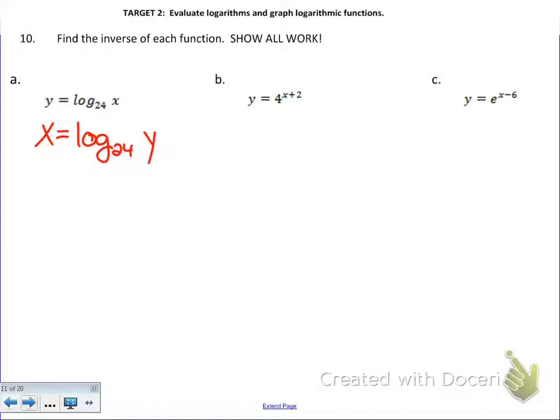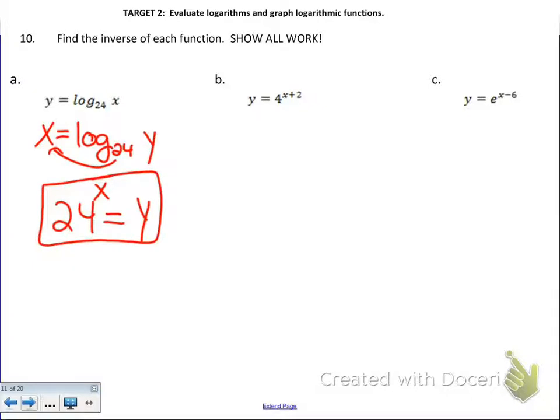So we realize this is in log form. The only thing we know how to do with log form right now is to put it into exponential form. So we have a base of 24. That means our exponent is over here by itself, so that's x equals y. And look at that, that's exactly what we wanted. We wanted it to be solved for y, so that is our answer.